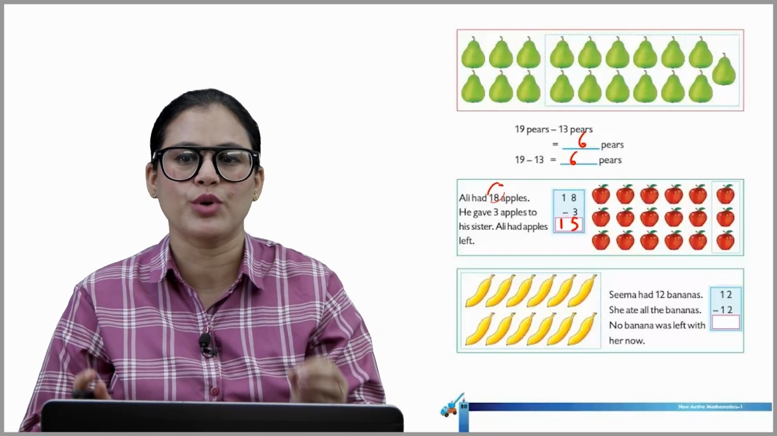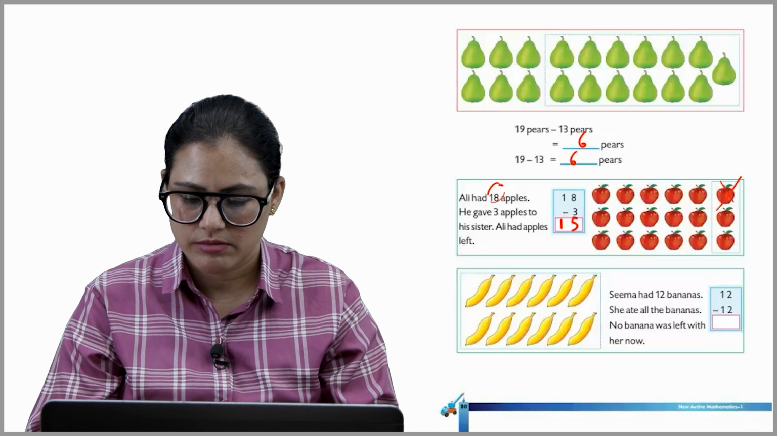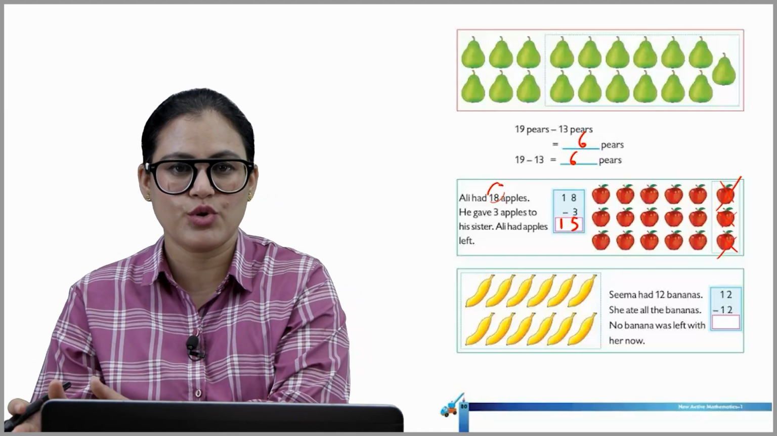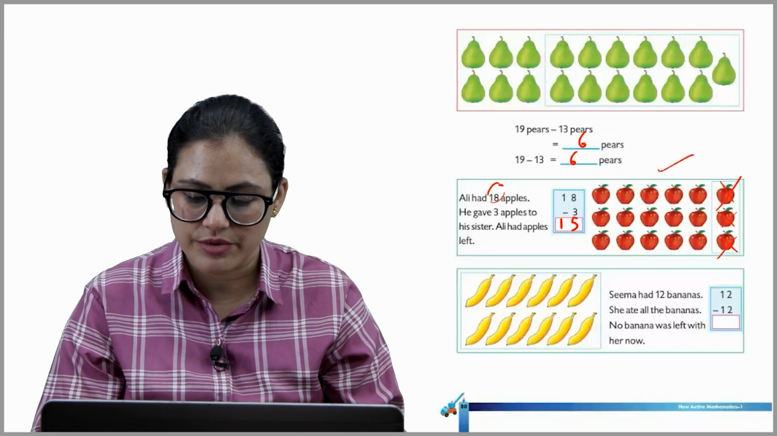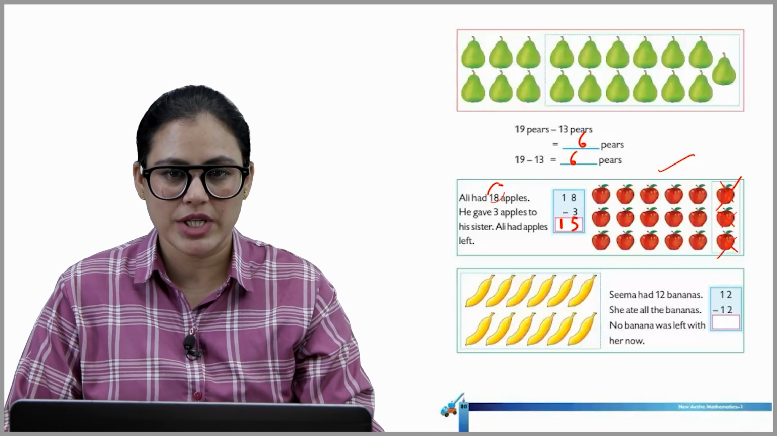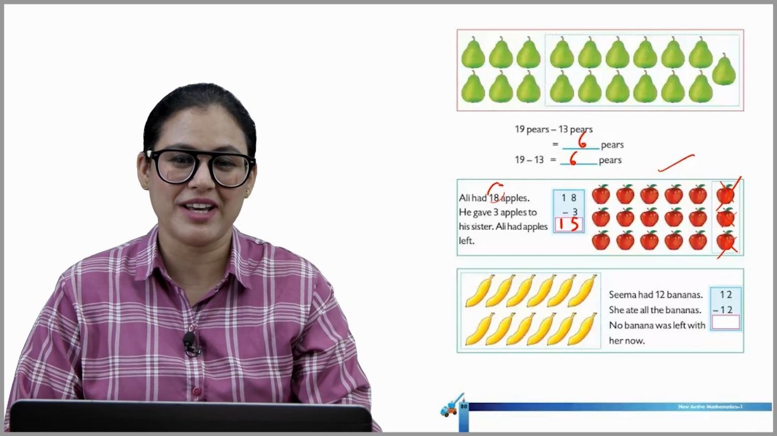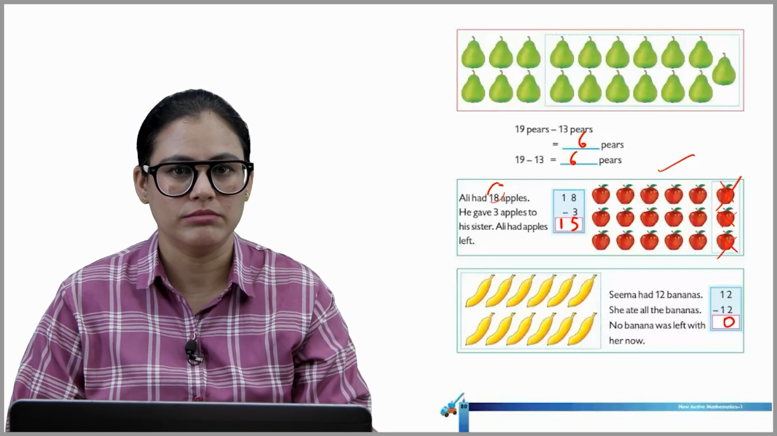Or simply what you can do is, see, these 3 apples are drawn separately. You can cross them out, and now you have to count the remaining apples. Seema had 12 bananas. She ate all the bananas. No banana was left with her now. So 12 minus 12 is 0.